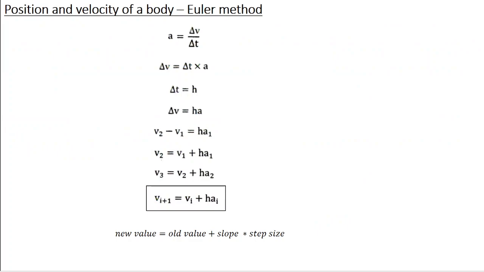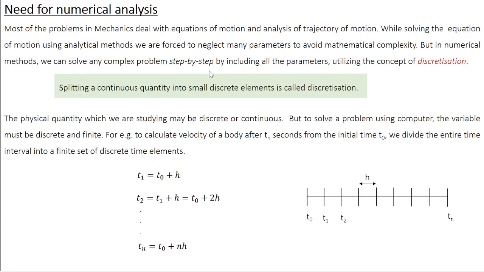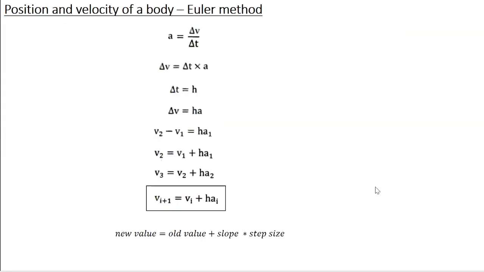Now let's see how to find position and velocity of a body following Euler's method. We know that acceleration a equals delta v by delta t, or delta v equals delta t into a. And the time interval or time step is nothing but the step size h. So I can write delta v equal to h into a. In the first subinterval, delta v is v2 minus v1, which is equal to h into the corresponding acceleration a1. So a1 is the acceleration in the first subinterval.